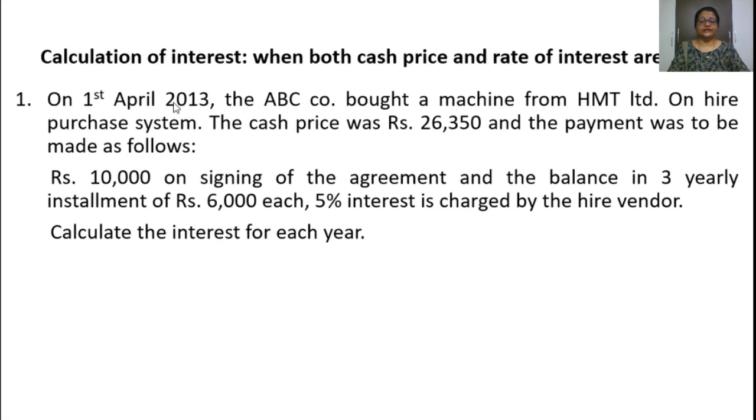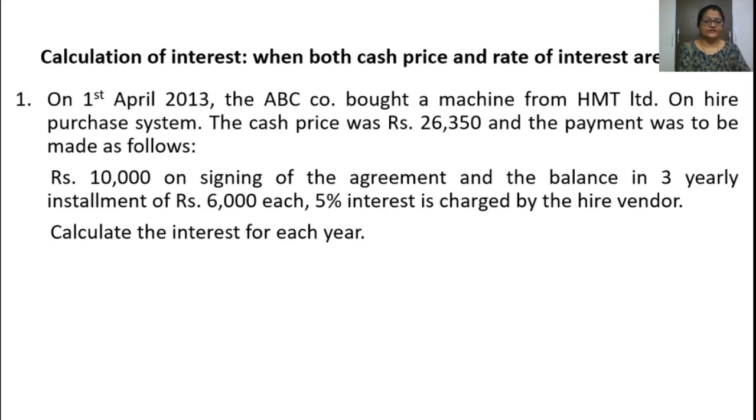On 1st April 2013, the ABC company bought a machine from HMT Limited on hire purchase system. The cash price was 26,350 and the payment was to be made as follows: rupees 10,000 on signing the agreement. That amount is called down payment, and the balance in 3 yearly installments of rupees 6,000 each. 5% interest is charged by the hire vendor. Calculate the interest for each year. So cash price is given, installment is also given, and down payment is given. Now let us see how this interest is calculated.